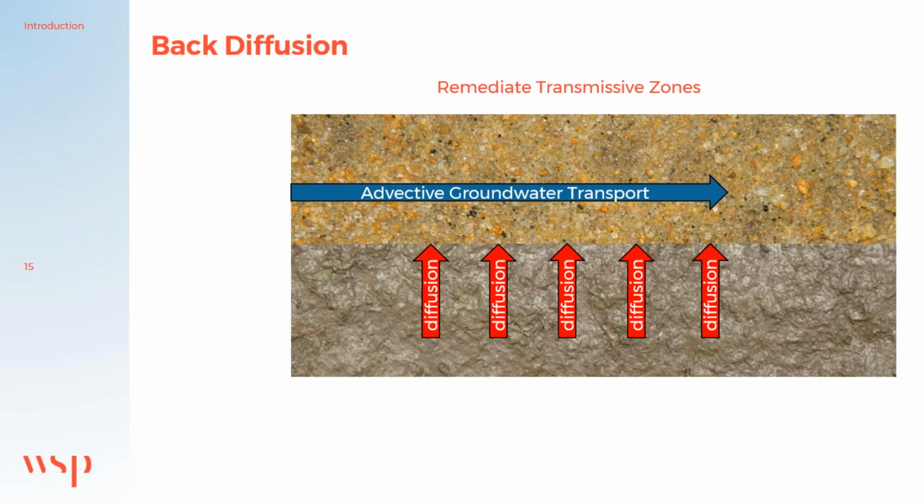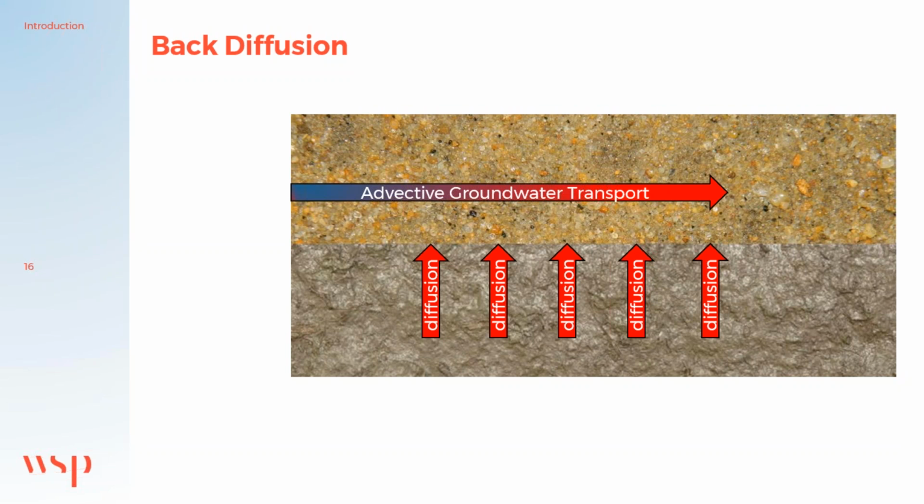This slide shows a remedial effort which cleaned the more transmissive zone. This changes the diffusion gradient and recontaminates the higher flow zone, causing a contaminant concentration rebound in the more transmissive zone. This back diffusion will occur for at least as long as the contaminant has been present, probably much longer.